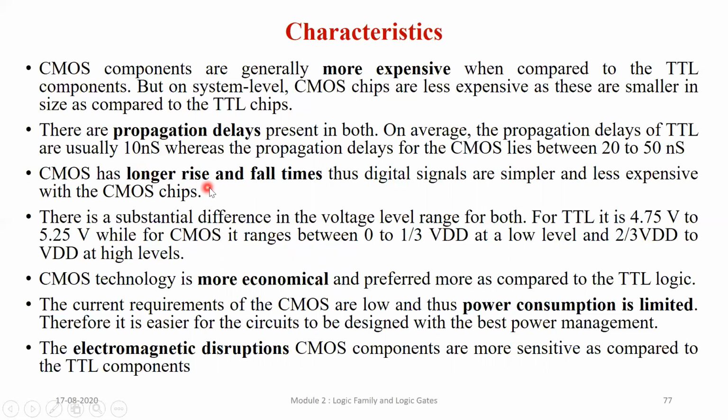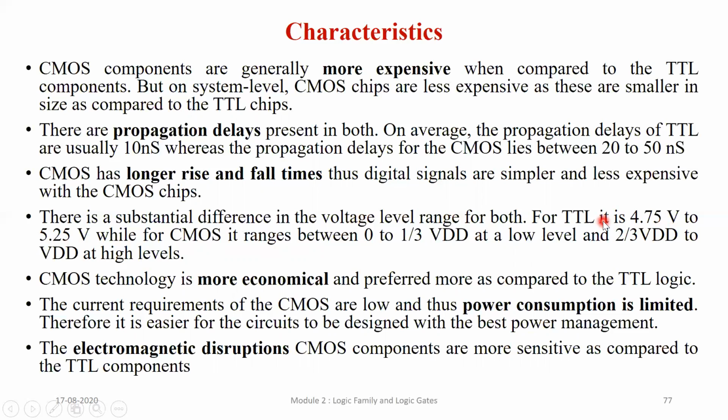Okay, the CMOS has longer rise and fall time. Thus digital signals are simpler and less expensive with the CMOS chip. Now this point is important. You write it down. Now for TTL, when I say high, I am giving plus 5 volt. So when I say logic 1 or high, that high is 4.75 volt to 5.25 volt. See, 5 is the supply voltage which I am giving to the IC. So for TTL, please write this down.